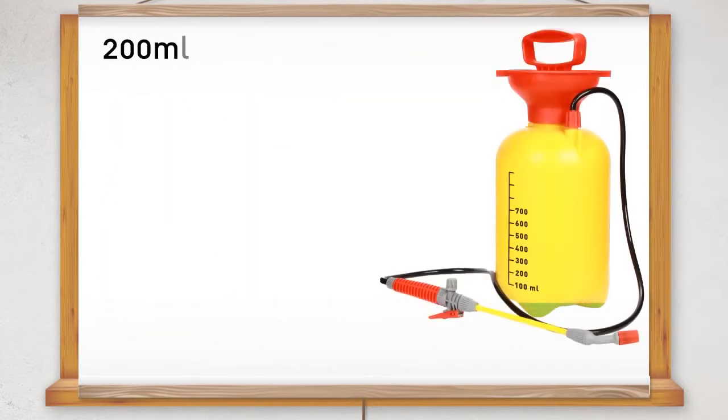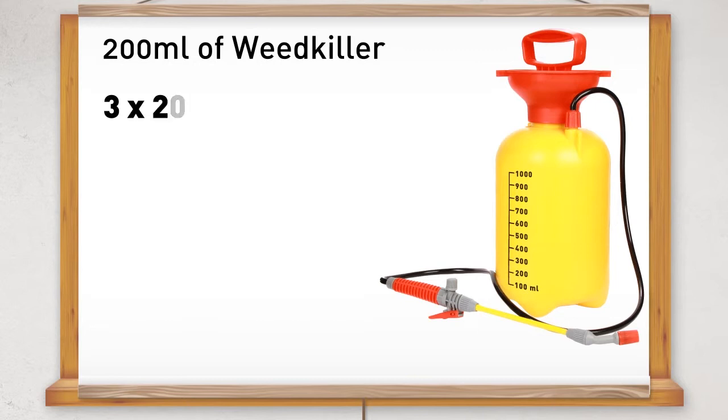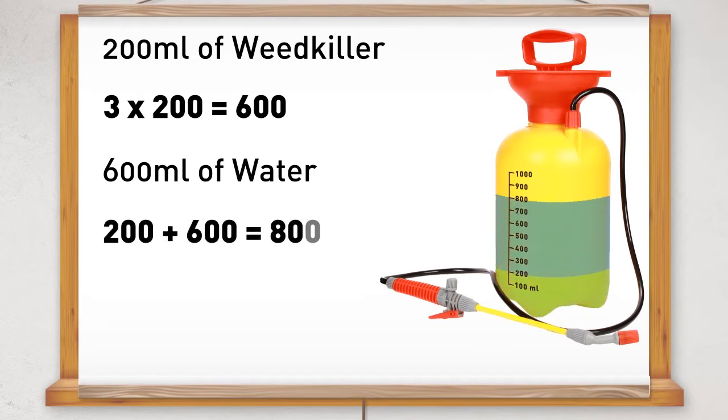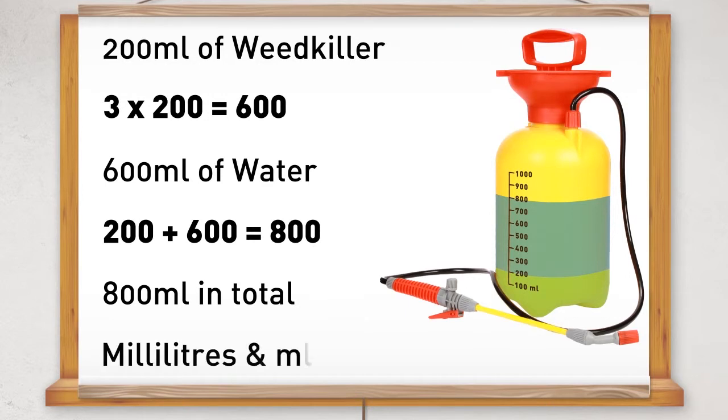Suppose you had 200 ml of weed killer. You would need 3 times that amount of water. 3 times 200 equals 600, so you need 600 ml of water. So you have a total of 200 plus 600, which equals 800 ml of diluted weed killer. Milliliters is sometimes also called mils.